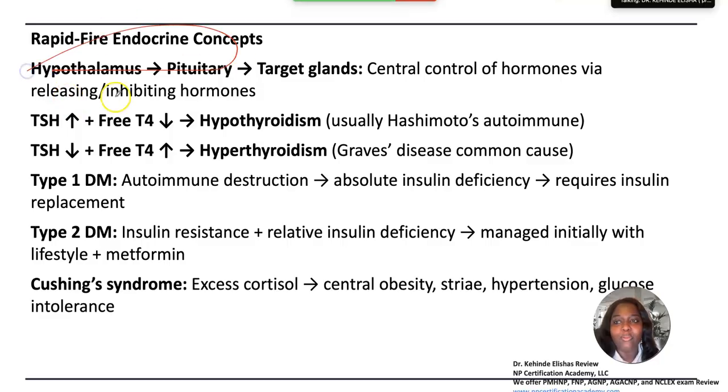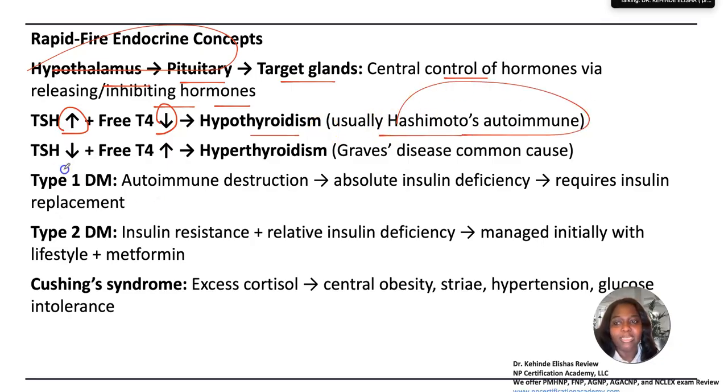What about the other endocrine concepts? Hypothalamus to pituitary to target glands. Central control of hormones via releasing or inhibiting hormones. Increased TSH and decreased free T4 lead to hypothyroidism, usually Hashimoto's, autoimmune. Decreased TSH and increased free T4 may be hyperthyroidism. Graves' disease is a common cause of that.